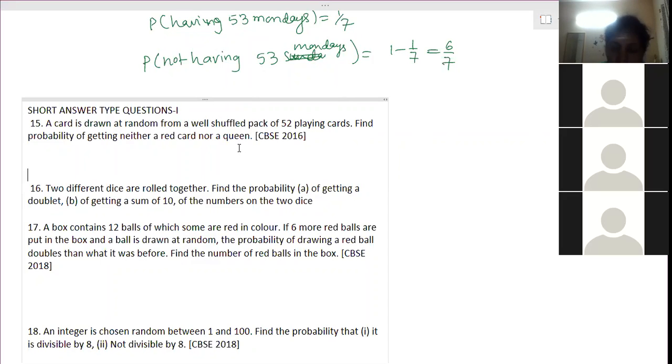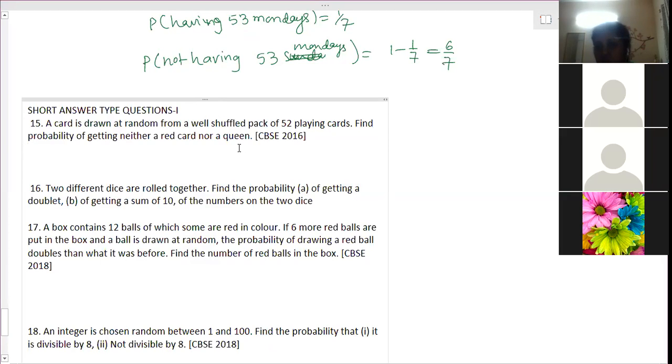1 minus 28 by 52, that is 7 by 13. 1 minus 7 by 13. Ma'am, it should be 52 minus 28, yes, so it'll be 24. 24 by 52 is 6 by 13.